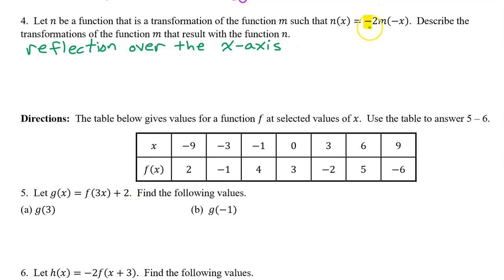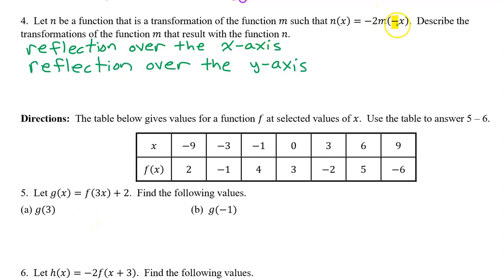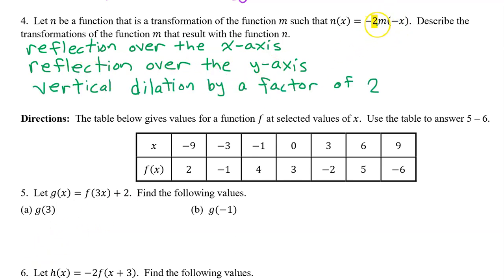This negative in the very front is its own transformation, a reflection over the x-axis, sort of a vertical reflection. A negative on the inside is a reflection over the y-axis. The 2 in the front is a vertical dilation by a factor of 2.